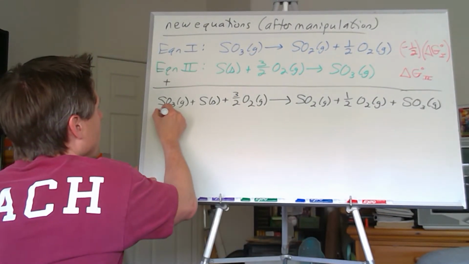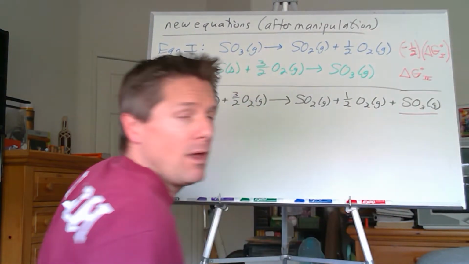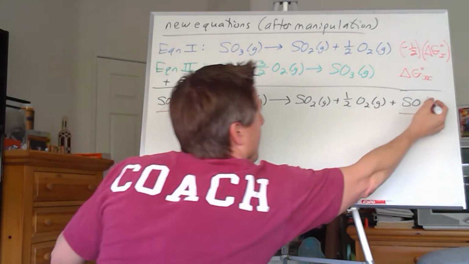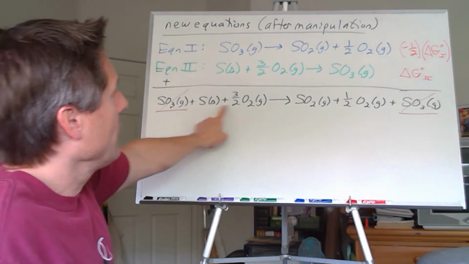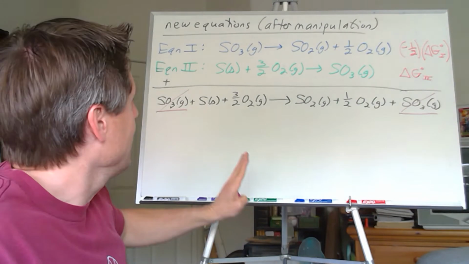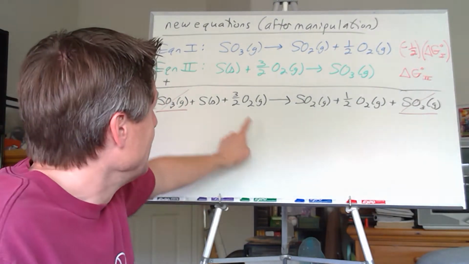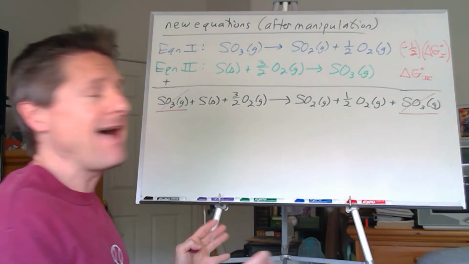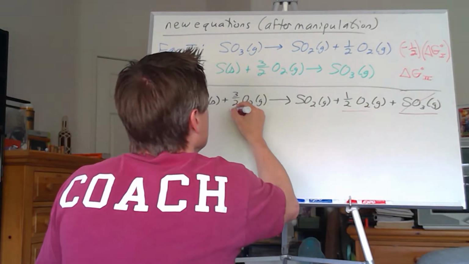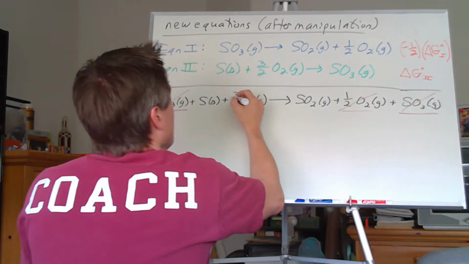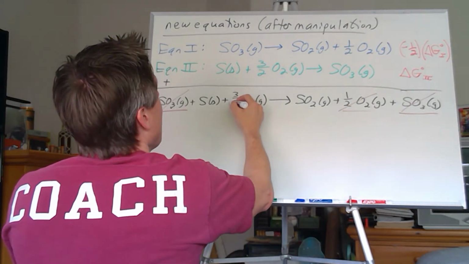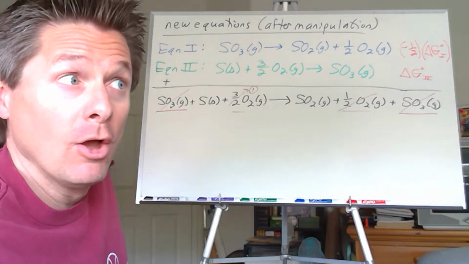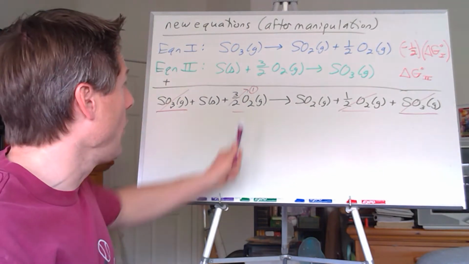Do you see the sulfur trioxide? I have 1 mole of sulfur trioxide both on the left and the right. So that's going to go bye-bye. I don't have solid sulfur on the right-hand side, so that doesn't cancel out. I do have oxygen on both sides. I have 3/2 of a mole on the left and 1/2 on the right. So if I subtract 1/2 a mole, that will go to 0, and 3/2 minus 1/2 is 2/2. 2 divided by 2 is 1. So that'll leave us with 1 mole of oxygen.